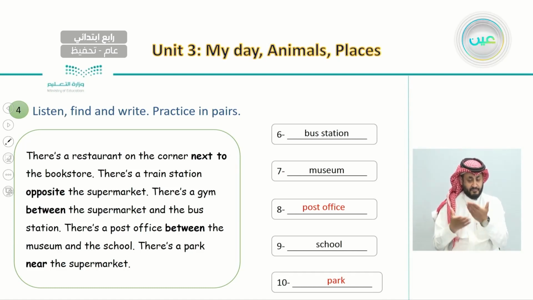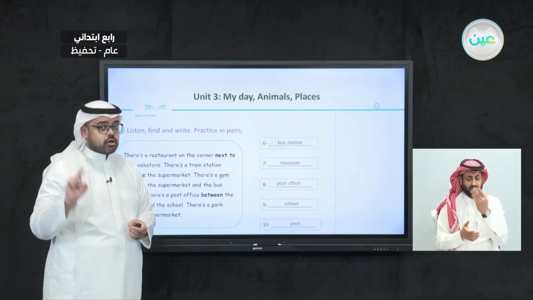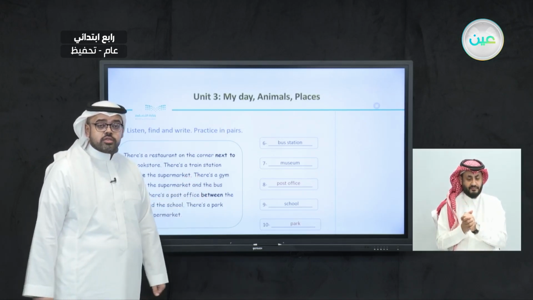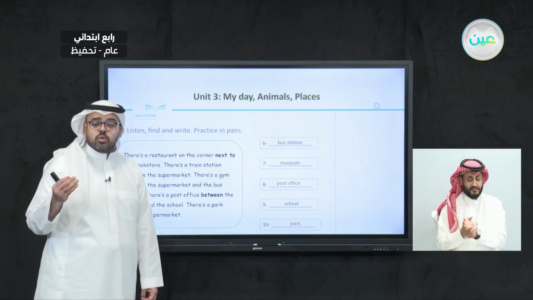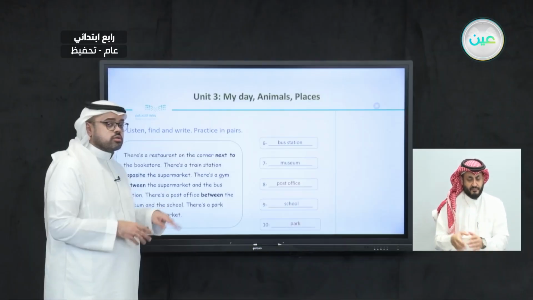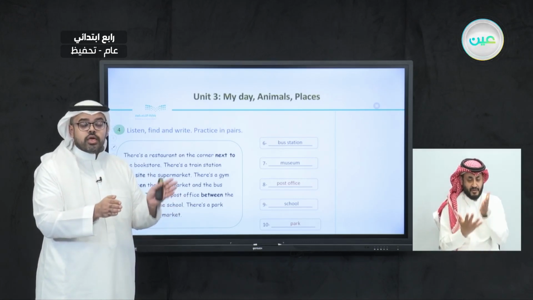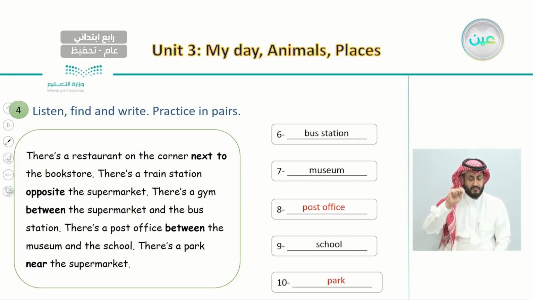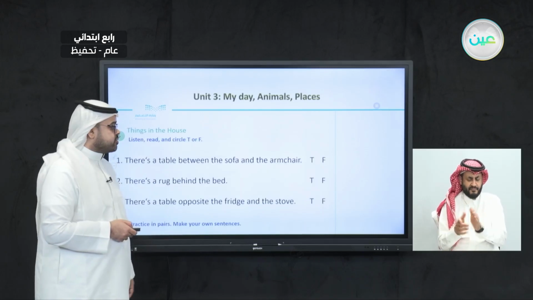So here you go. This is how we can fill in and write down the names of these places according to the map and according to the text we have read. And just to remind ourselves of the prepositions we used in this text, we use next to, also we used opposite, a place opposite of another place, also between, in the middle of two places, and also near, which is a place that is close to the other place.